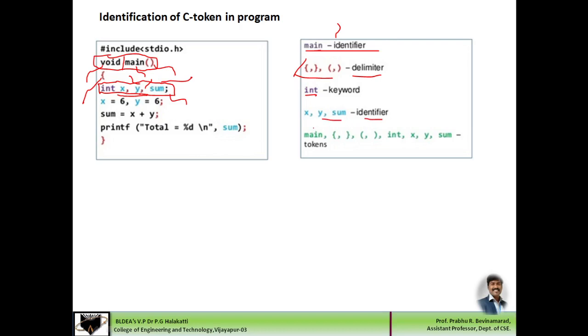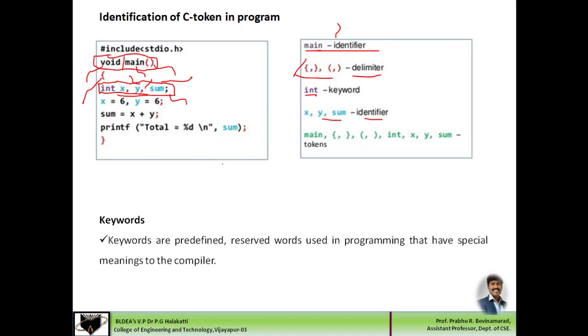So this program has different C tokens. A C token is nothing but the smallest individual unit of the C program. We collect all these tokens and construct an instruction. These instructions are used to build a program. Let us first understand what is meant by a keyword.